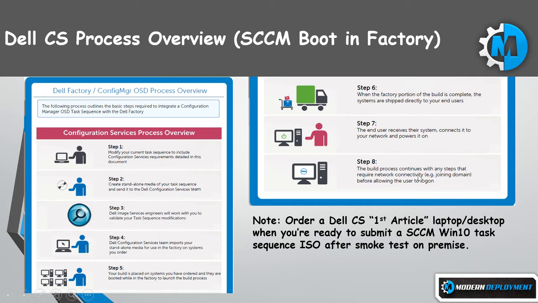And then finally, the build process continues with the steps that require network connectivity that's local to your network. So like I mentioned earlier, domain join or BitLocker. Obviously, if you do BitLocker or MBAM, it needs to talk to your MBAM server to escrow the keys and whatnot as part of the encryption. So again, you're going to order that first article, whether it's a laptop or desktop, and make sure that it's ready and properly processed as you expected.